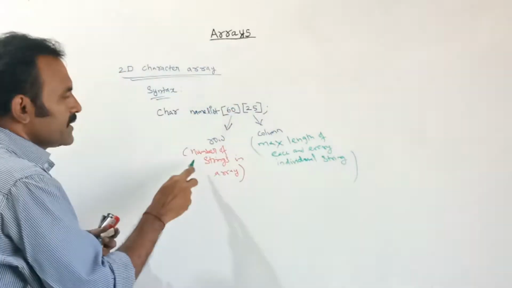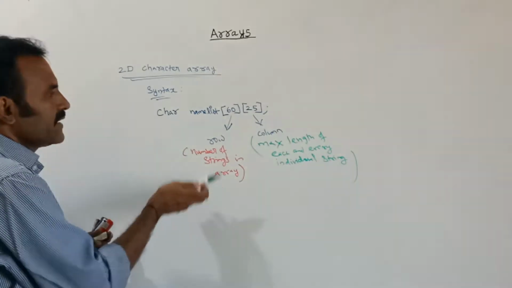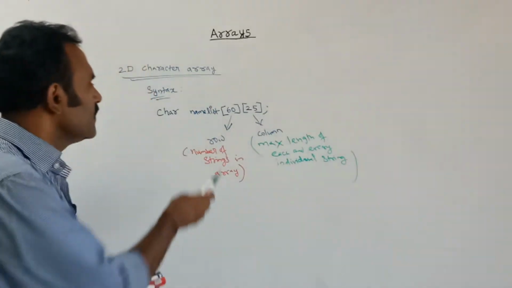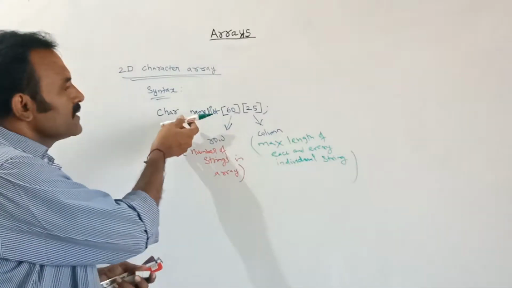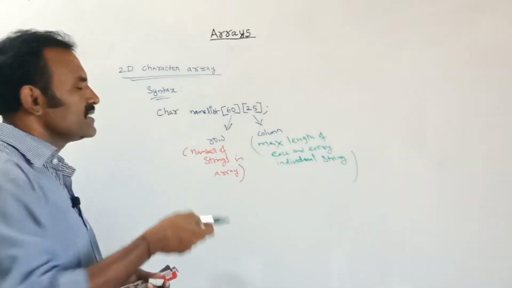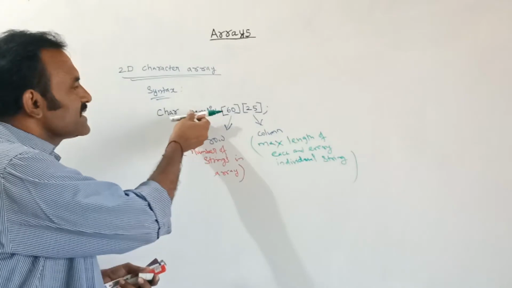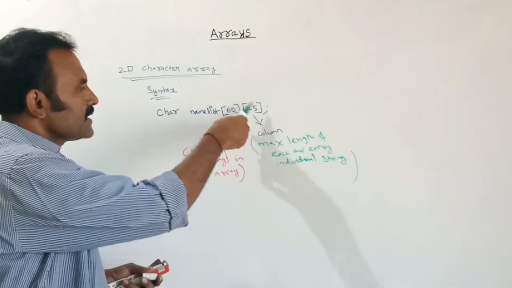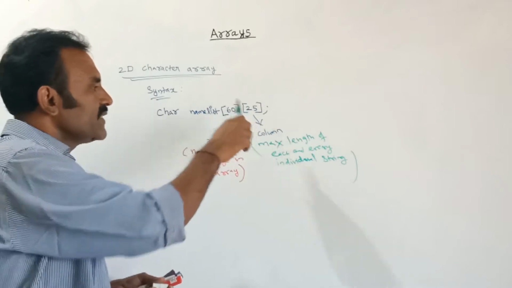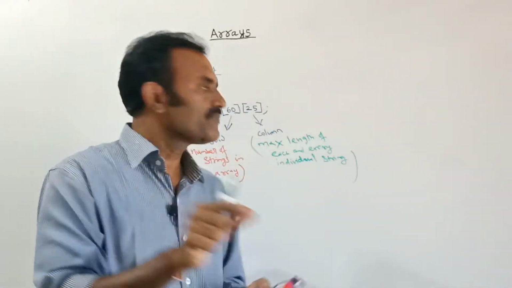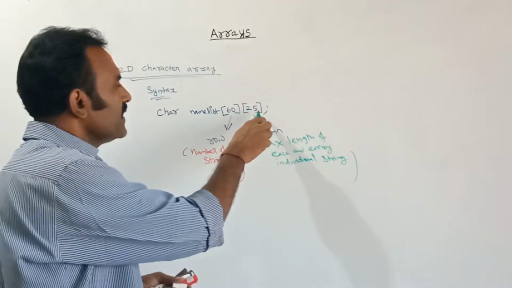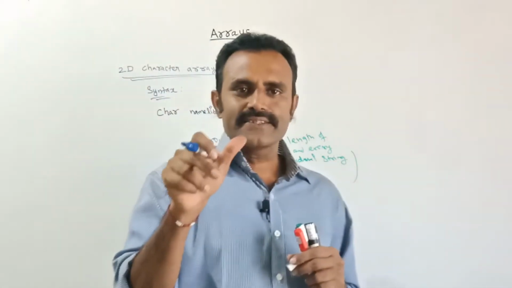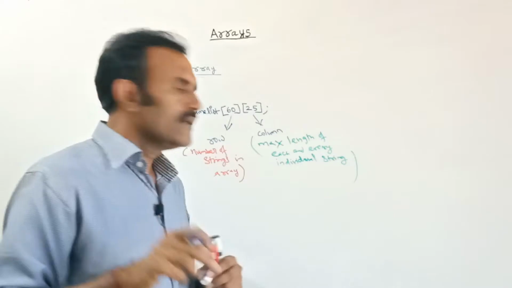The first dimension refers to the number of strings in an array. Suppose I want to store the student name list, each and every student name is a string. Totally 60 strings, that is 60 students' names, I can store. The next dimension: each and every student's name, I can store up to 25 letters. Now let us see how to initialize the two-dimensional array.